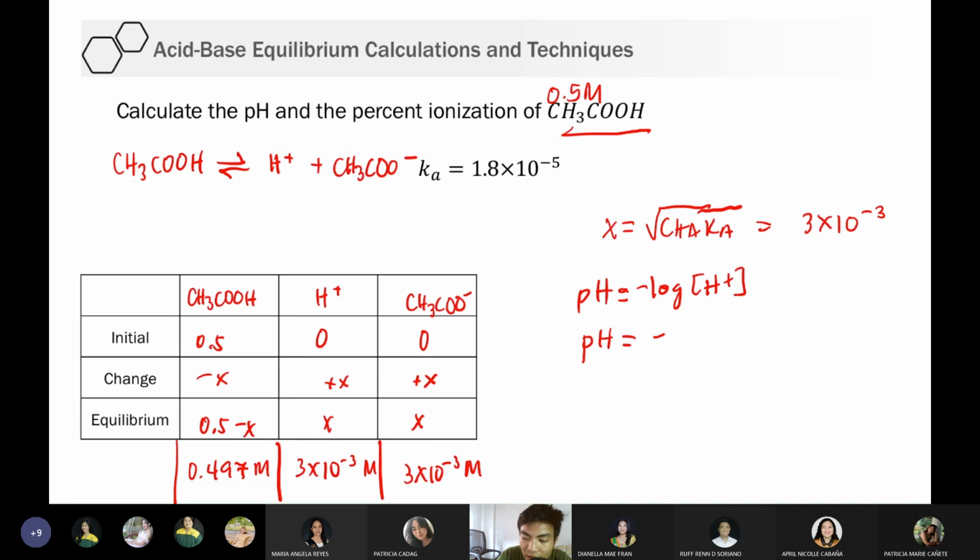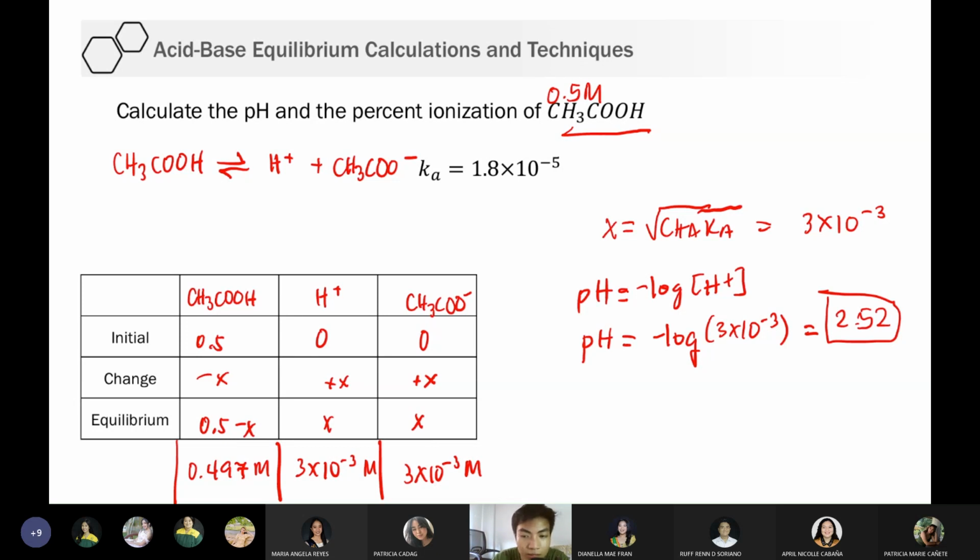So paki-plug in yung concentration ng H+. It's 3 times 10 raised to negative 3. Kunin natin negative log niyan. So the pH is 2.52. Medyo maasim yung solution natin. So that's the pH of the solution.